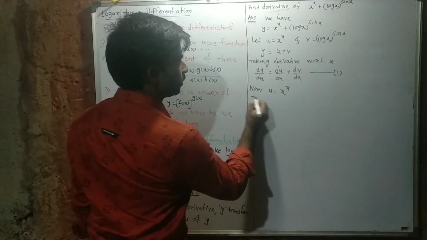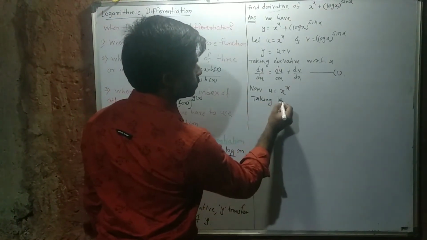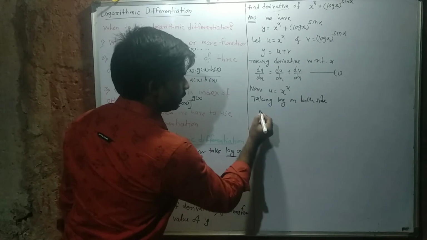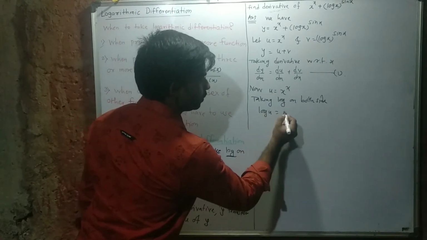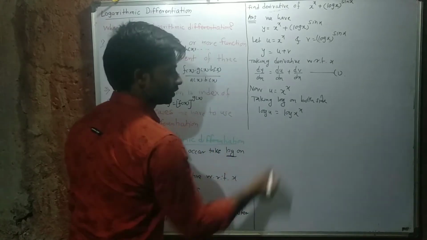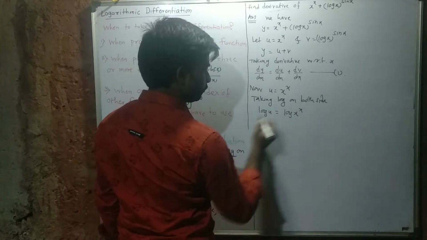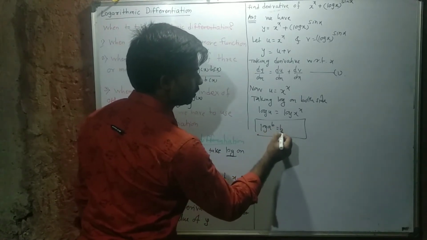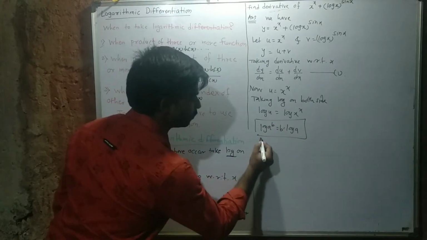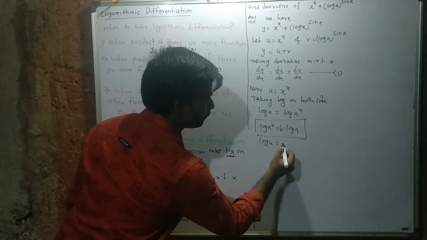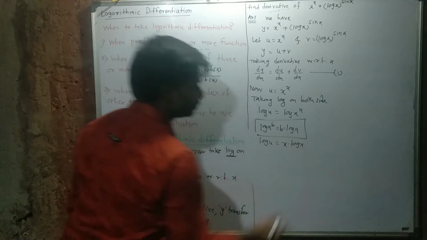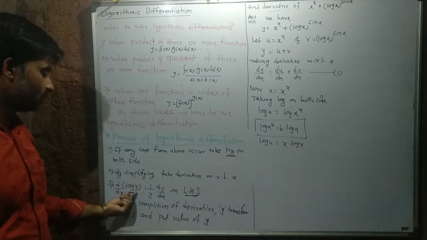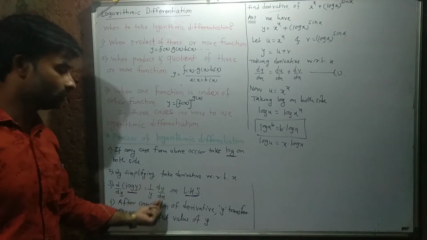Then we follow the procedure of logarithmic differentiation. Therefore, first of all, taking log on both sides, log u is equal to log of x raised to x. According to the rule, log a raised to b is b into log a, and therefore log u is equal to x into log x. Similarly, the derivative of log y is nothing but 1 divided by y into dy by dx.